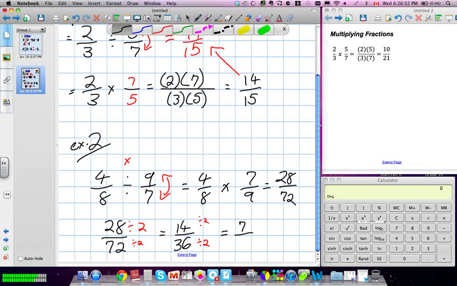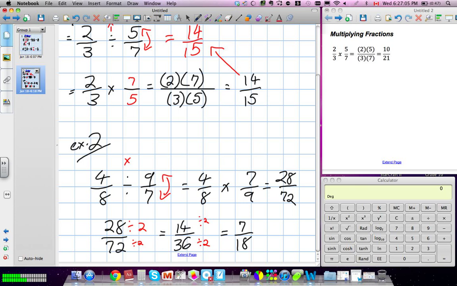Now, if they say reduce it, that's fine. But technically, these are the same answer. They just have a different ratio. So we've gotten our answers. These are the same thing, essentially. Same with these two here. So those are dividing fractions. Essentially, you turn a division question into a multiplication question. That's how you solve it. Okay?